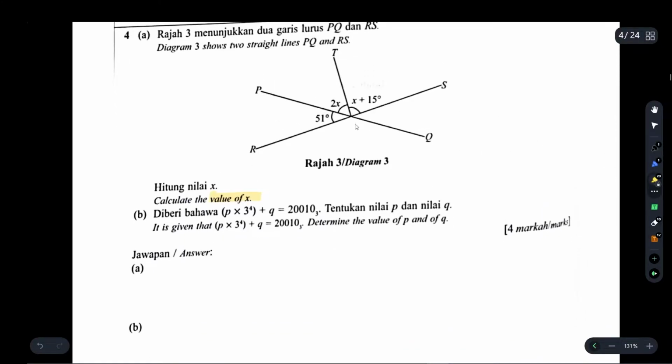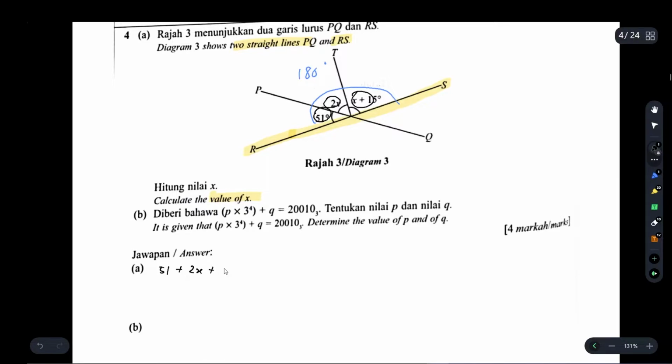Okay, so let's continue, shall we? We can see that this is a straight line, right? It says that RS is a straight line. So what is the angle of a straight line? Yep, it's 180 degrees. Degree Celsius or degree Fahrenheit? Okay, just degree, because we just need to find the angle. So the total of these 3 angles is 180. I just need to write it out.